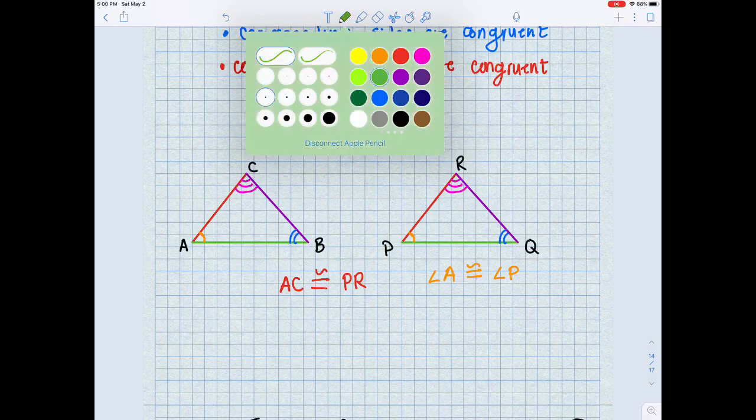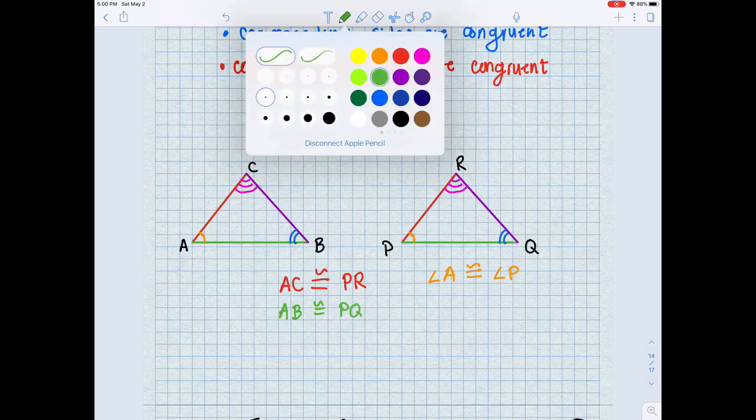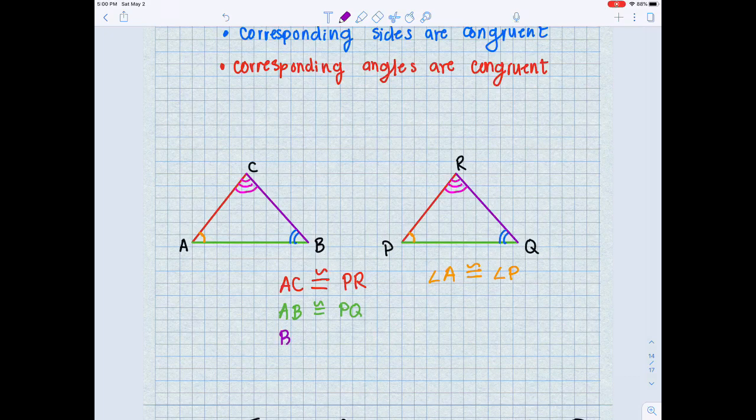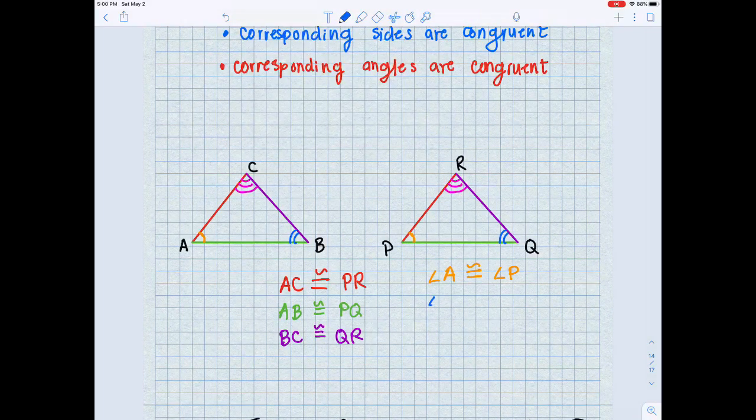Alright, hopefully you paused the video. Here we go. I'm going to say side AB is congruent to side PQ. The last pair of sides would be BC, which is congruent to QR. And there we go. Now to finish off the angles, I'm going to say angle B is congruent to angle Q. And then last but not least, angle C is congruent to angle R.